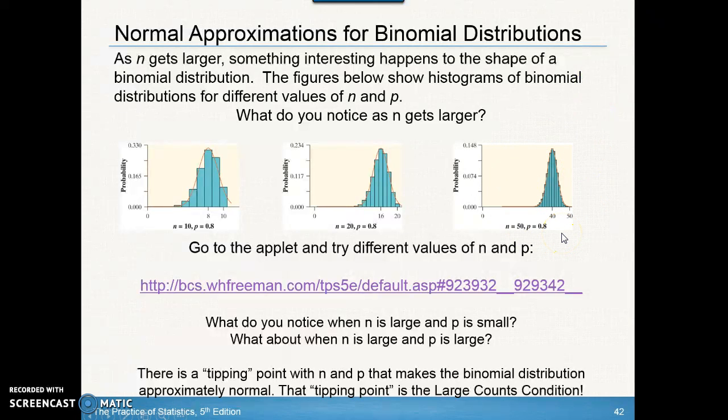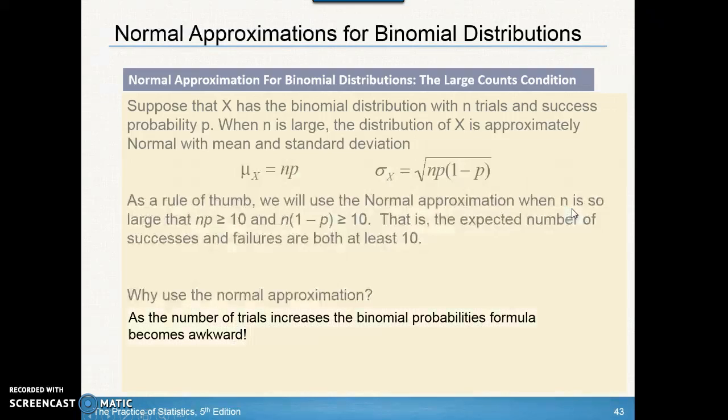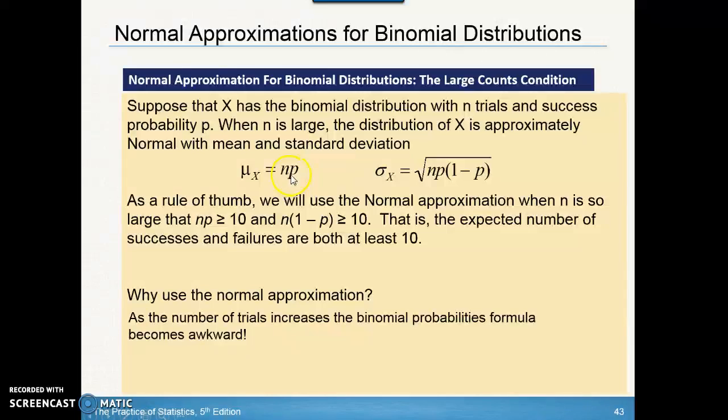And just remember, when we have an approximately normal distribution, what do we usually talk about? We usually discuss the mean and standard deviation. So even though this is a binomial distribution, what would the mean and standard deviation be of this normal curve? Well, the mean is your number of trials times your probability of success, and your standard deviation is the square root of your number of trials times your probability of success times your probability of failure.